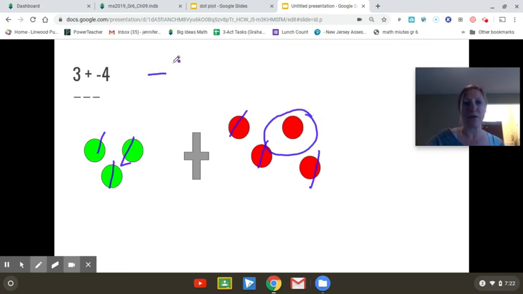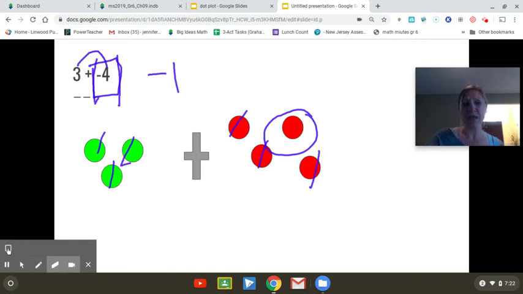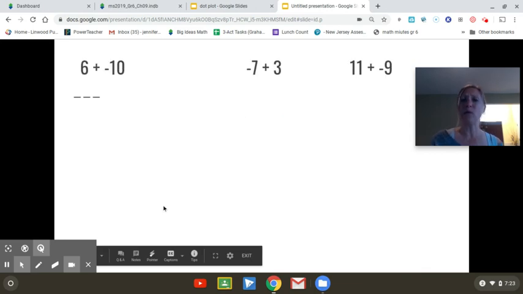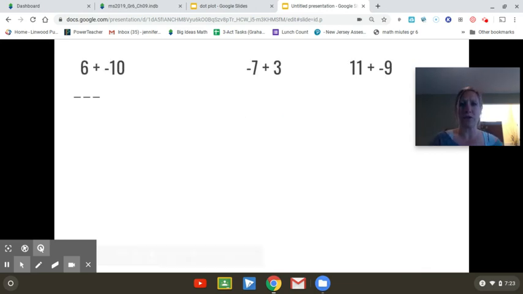Now I would like you to try some problems without the counters. Again, I'm going to pause the video and see if you can try these on your own. Now remember, all three of these values have a positive and a negative. So let's see if you can remember the rule. Technically, we subtracted, right? And you can go ahead and subtract in your head the bigger value minus the smaller, and then whichever you have more of is your answer, okay? So if you have more negatives, your answer is negative. If you have more positive, your answer is positive. So go ahead and pause the video and see if you can solve these three.